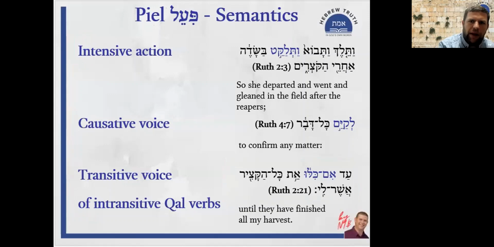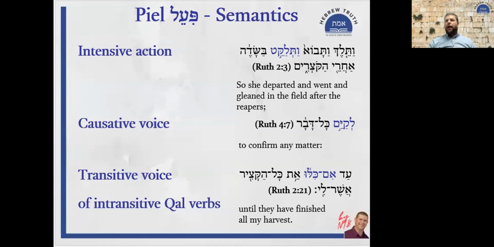And we can see it's a PL verb. Again, we have that strong dagesh in the second root letter and the vowel under the first root letter. Kilu, okay? And here, we don't have something that is done many times. You finish at a certain point. You don't have many finishes. So why do we have the PL used here?